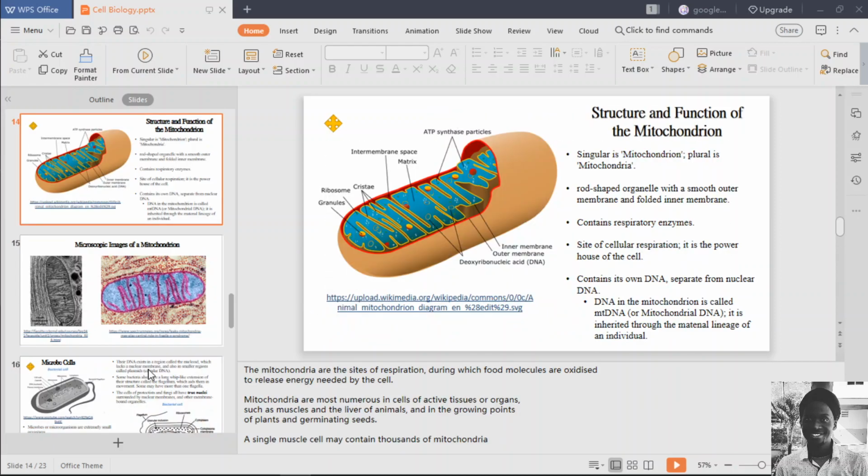So the mitochondria are the sites of respiration during which food molecules are oxidized to release energy needed by the cell. The mitochondria are most numerous in cells of active tissues or organs, such as muscles. The liver of animals has numerous mitochondria. The growing points of plants and germinating seeds have lots of mitochondria. A single muscle cell can have thousands of mitochondria. So it's very numerous in active cells.